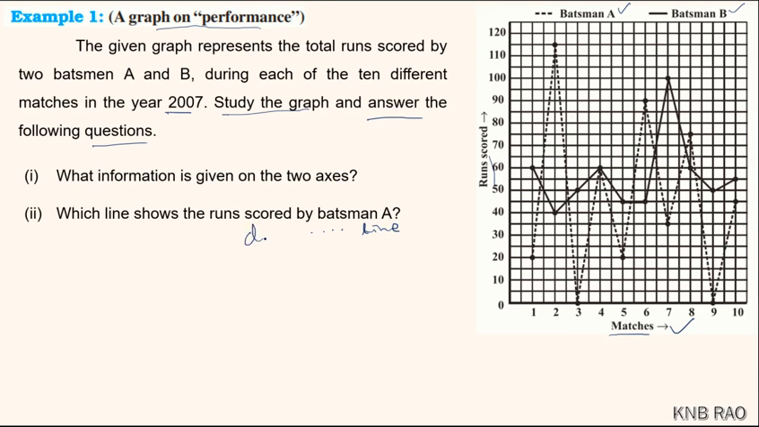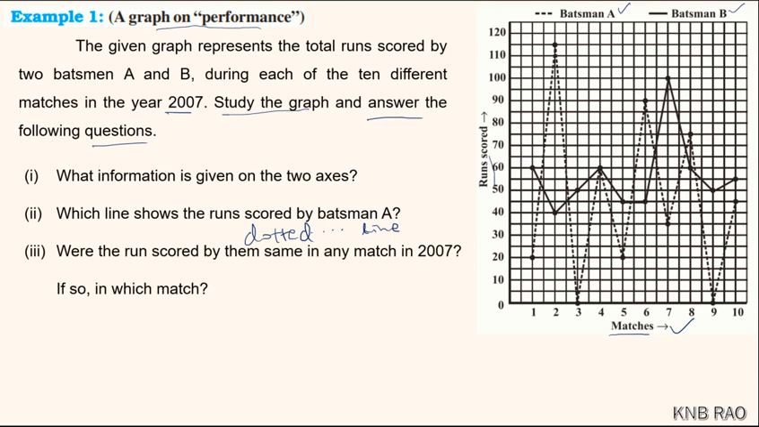Dotted line shows the score of batsman A. Third question, were the runs scored by them same in any match in the year 2007? Yes, you could see here that. If so, in which match? It is match number 4.